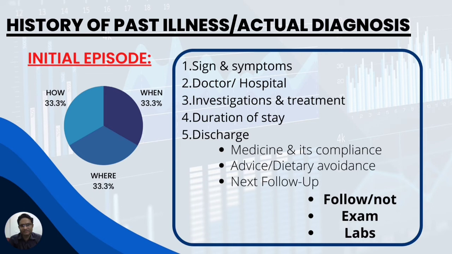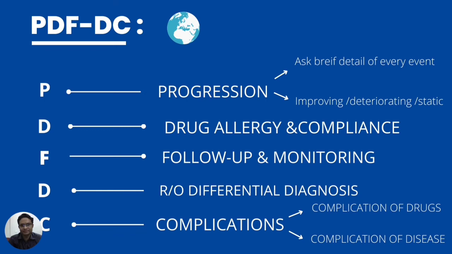Fourth step is PDF and DC. P means progression. Ask brief detail of every event and ask about the condition, either improving or deteriorating or static.